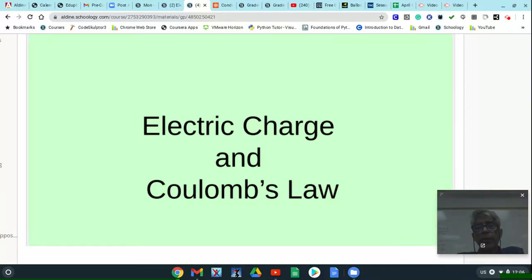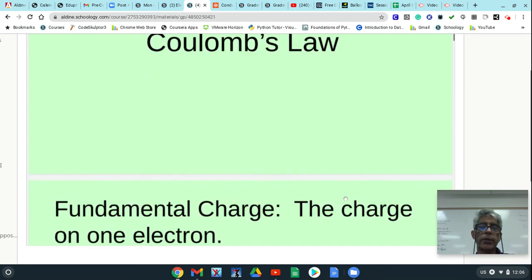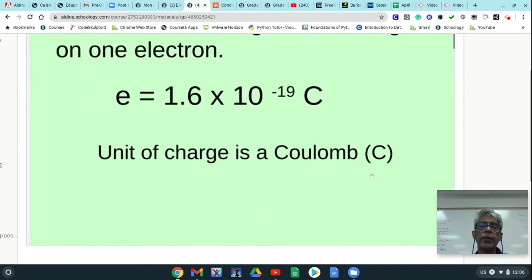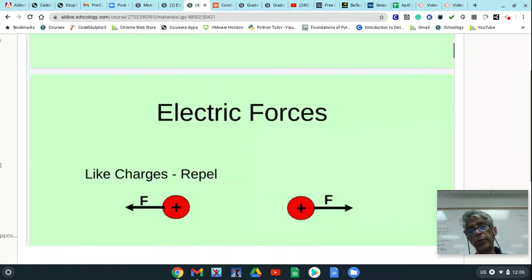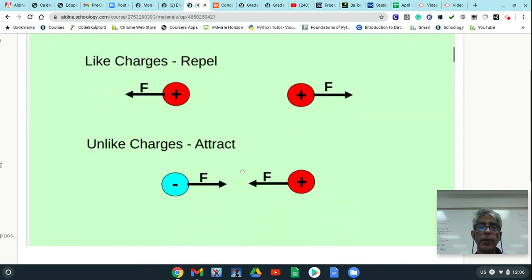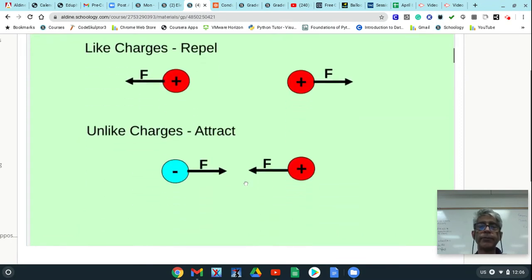Today we are going to look at Coulomb's law. So we've talked about these charges, positive charges and negative charges. We know they're carried by protons and electrons. And we know the charge of an electron is this tiny number of coulombs, and that charge is measured in coulombs. We also know that like charges repel and unlike charges attract.